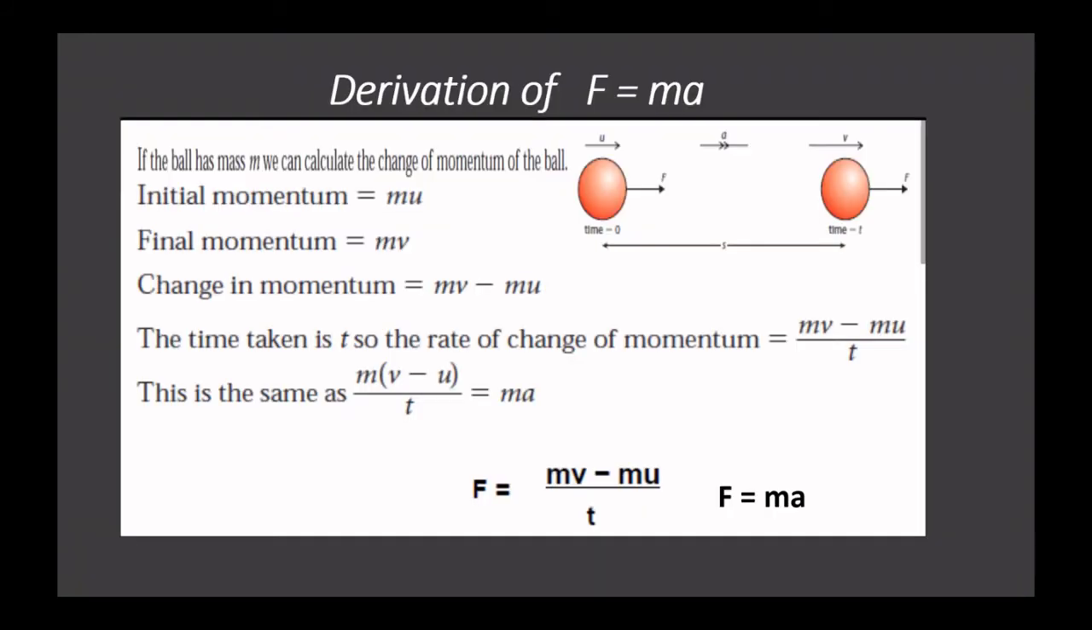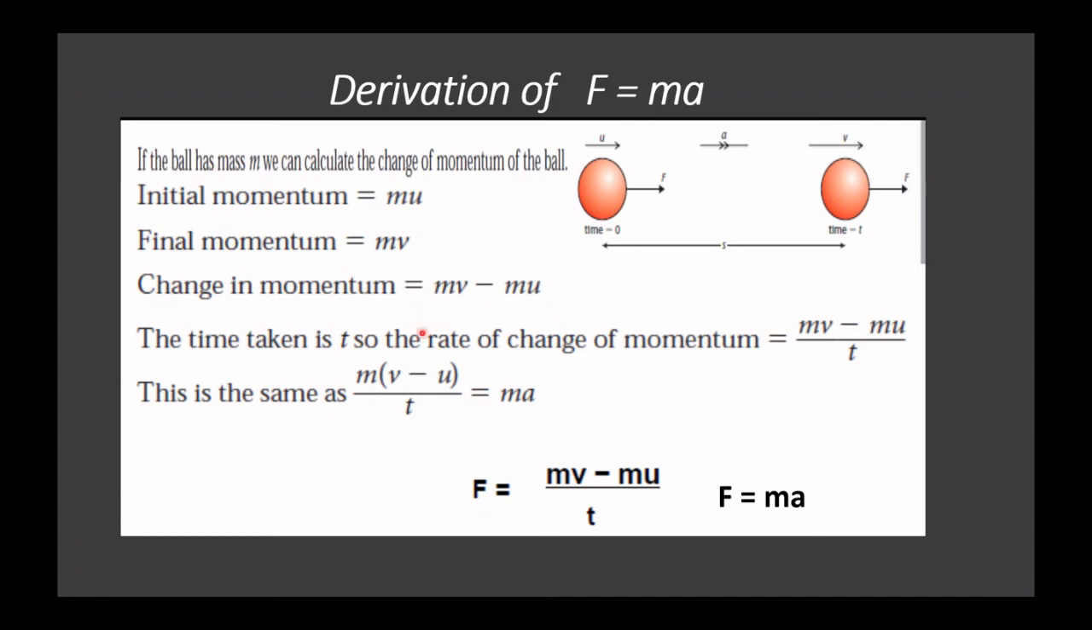Now let's see the derivation of F equals ma. For this, we are considering a simple situation. An object of mass m, which is initially moving at u, is acted on by a resultant force F. The object starts to accelerate. At time t seconds, its velocity is v. The initial momentum of this ball is m into u. The final momentum is m into v. So the change in momentum is mv minus mu.